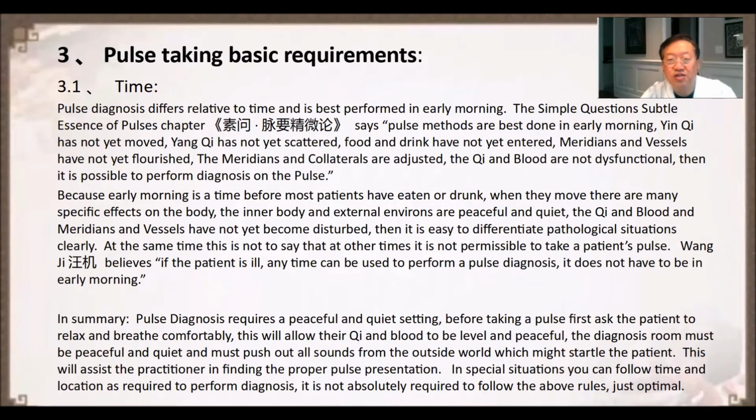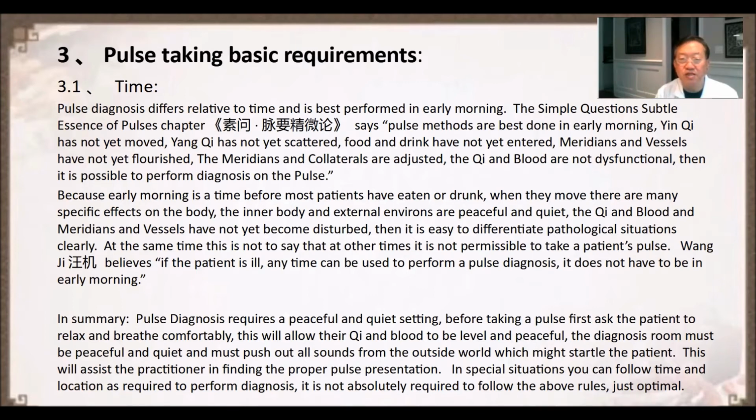At the same time, this is not to say that at other times it's not permissible to take a patient's pulse. Wang Ji believed, if the patient is ill, any time can be used to perform pulse diagnosis. It does not have to be in early morning. In summary, pulse diagnosis requires a peaceful and quiet setting.